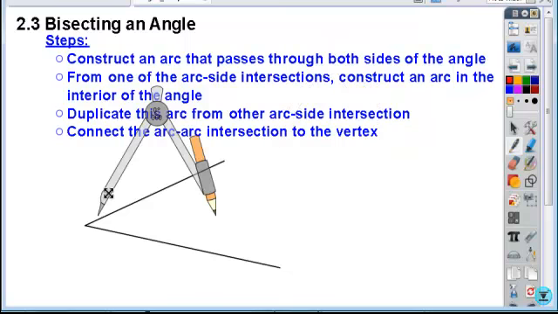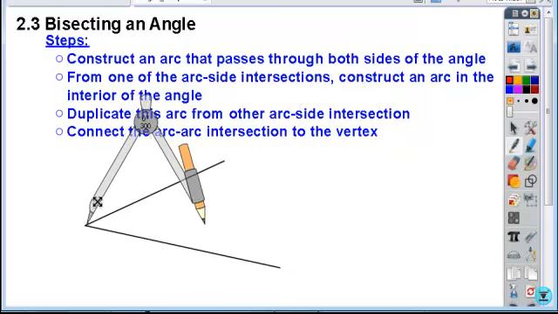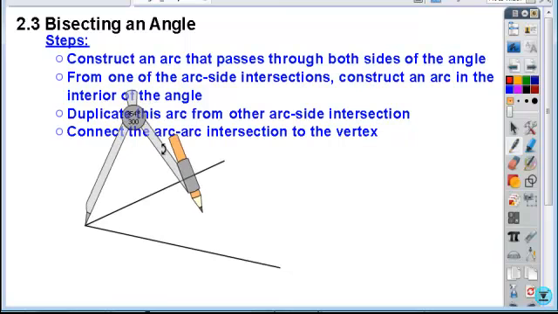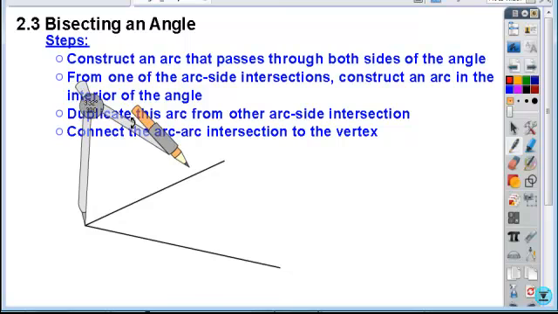All right, so if you begin with an angle, your first step to bisecting that angle is to place the compass tip on its vertex. And then you want to construct an arc that passes through both sides of the angle. Now, if your angle has short sides, you may want to expand the sides, right, or extend them out. So the further away from the vertex you are, the more likely you'll have an accurate construction for this.